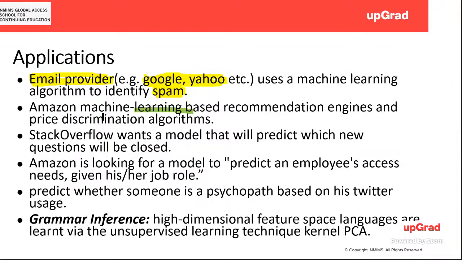Similarly, Amazon is trying to make a recommendation engine for recommending items, and also a price discrimination algorithm. Price discrimination means they will give different prices to different people, right? Initially, to entice you, they will give you offers, but in the later stage they will not give you those offers, right? Not only Amazon, other companies also. They try to set their prices as per their customer background.